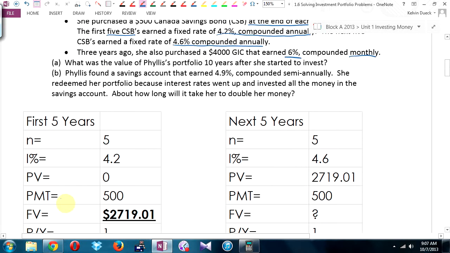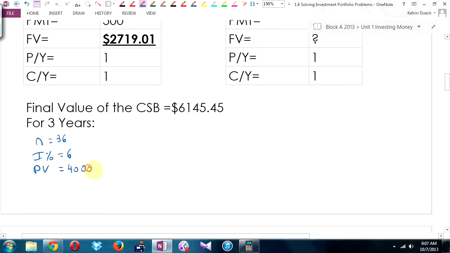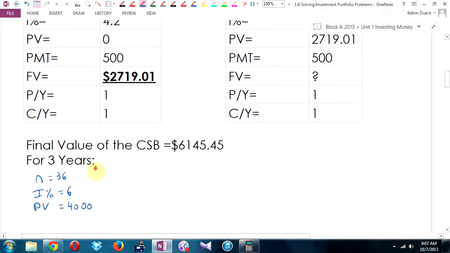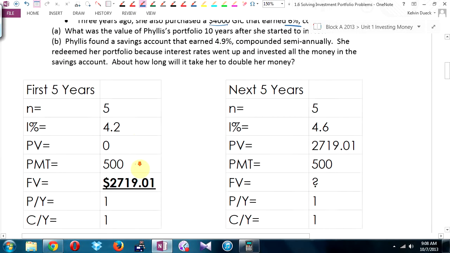Present value, $4,000. Looks like what she started out with. She's investing $4,000. Payment, it doesn't look like she's doing any kind of a payment. Final value is what they're asking us to find. Payments per year, 1. Compound periods per year, monthly, 12.